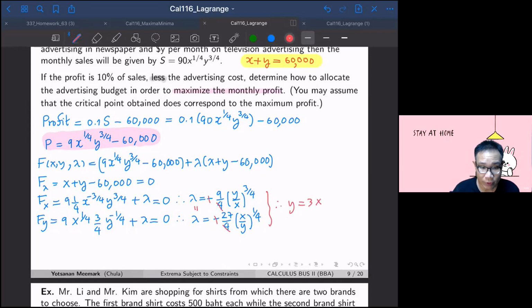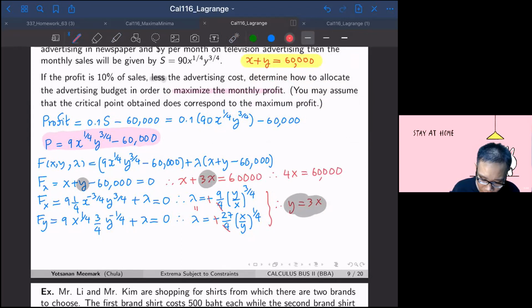So these two are equal, you get 3x on one side and y on the other side. So you have y equal to 3x, and y equal to 3x will be used here. So you would get x plus 3x equal to 60,000, and so you get 4x equal to 60,000.